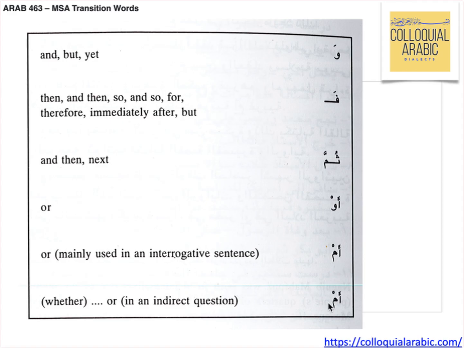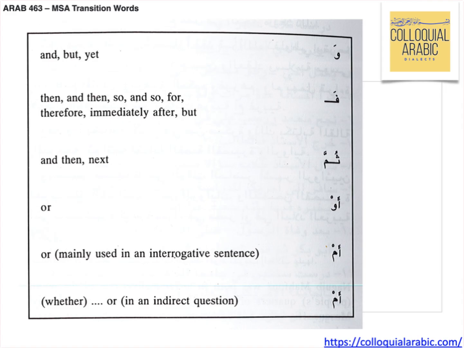There are two variations of which we'll be discussing here in today's lecture. So the one is mainly used for interrogative sentences, like a question word, and the other one is used for the 'or', whether this or this, in a direct or indirect question. So basically in today's lecture we'll discuss wa, fa, thumma, aw.